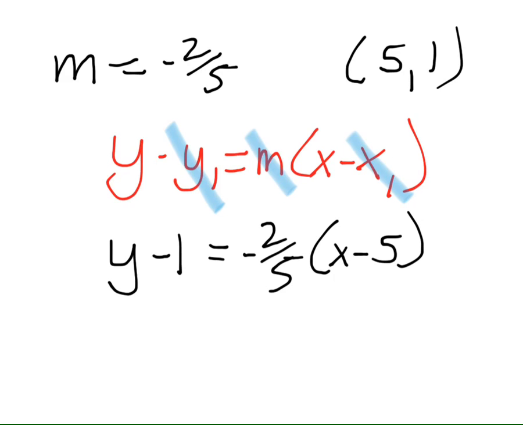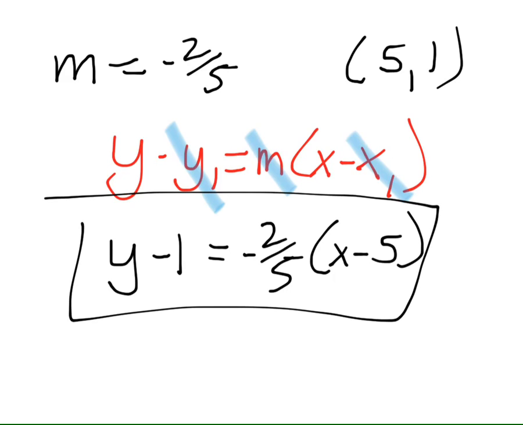So hopefully that's what you got when you plugged it in. Y minus the y-coordinate, which we call y1, equals m, which is -2/5, times x minus the x-coordinate, which was 5. This is in point-slope form. I'm going to show you in a second how to go from point-slope to slope-intercept, how to get y by itself. We're just moving stuff around. But I just want you to put it in point-slope form right now.